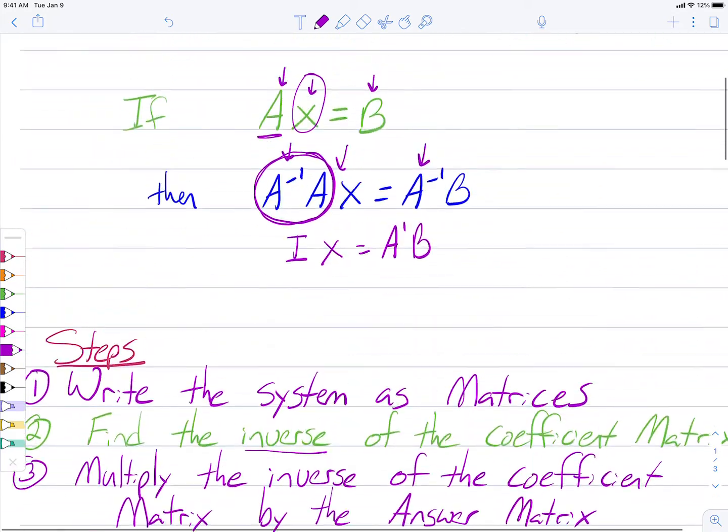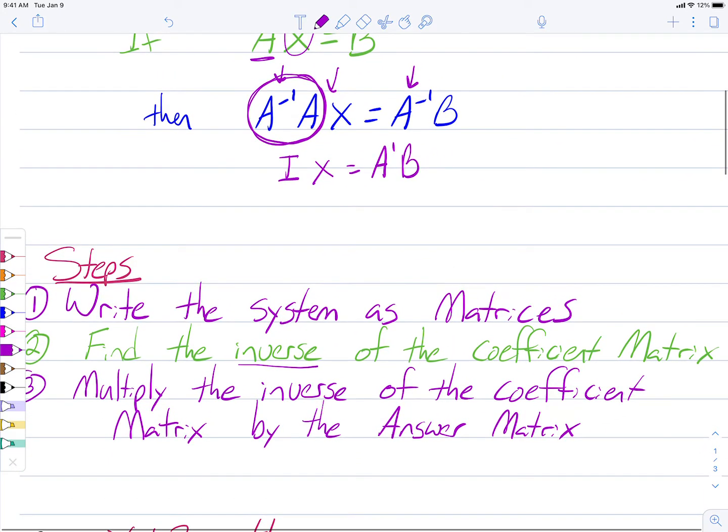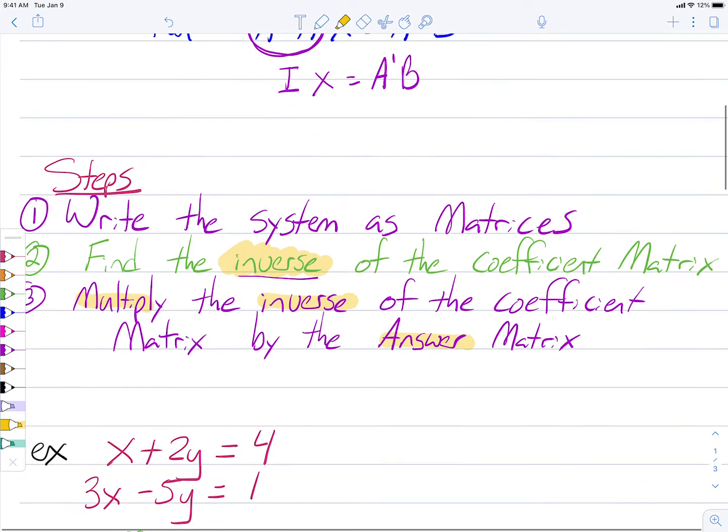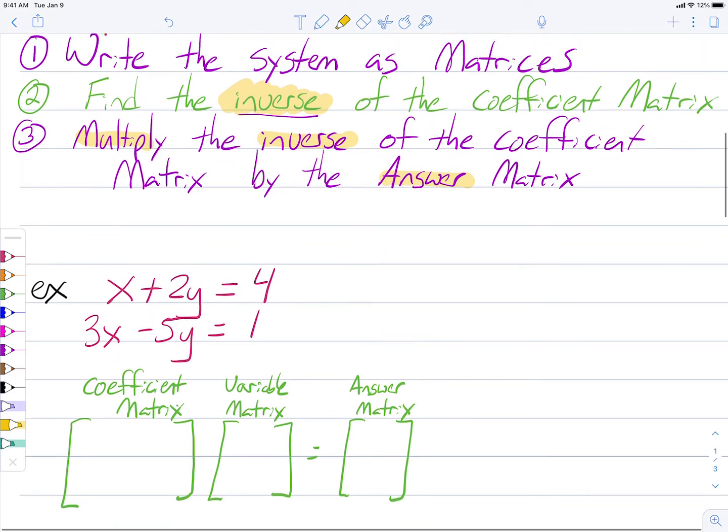The inverse of the coefficient matrix. So we've done inverse matrices, so we're going to use that skill to find inverse matrices. Then we're going to multiply the inverse of the coefficient matrix by the answer matrix. So we're going to use our multiplying matrices skill next. Let me show you exactly what that means.